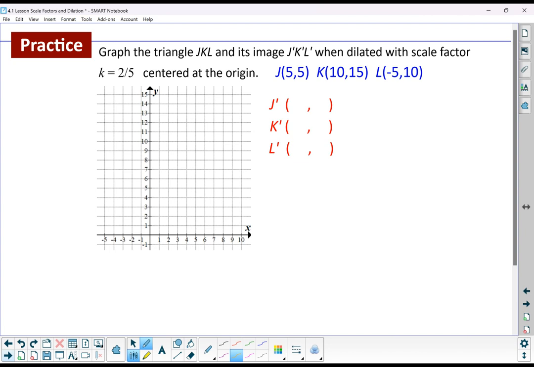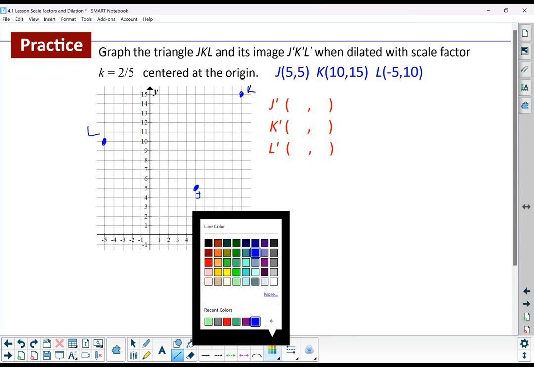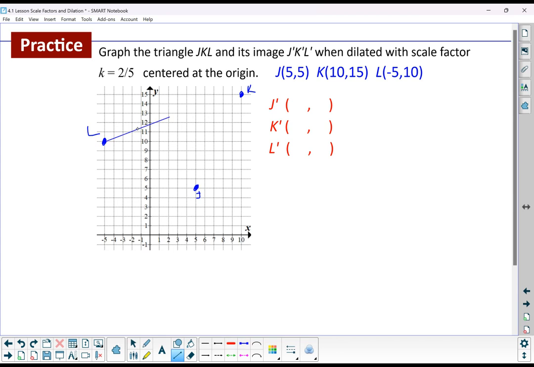Okay, we're going to make a dilation with a scale factor of 2/5. In this case, we're going to graph the original and graph the dilated copy. So point J is at 5, 5. Point K is at 10, 15. I should label these. And point L is at -5, 10. So this is our original shape, and we want to make a dilated copy of that with a scale factor of 2/5.